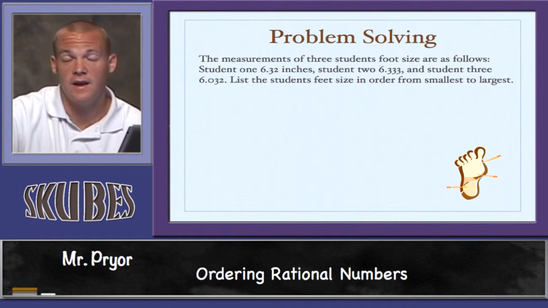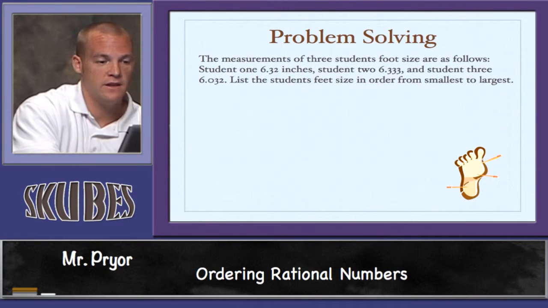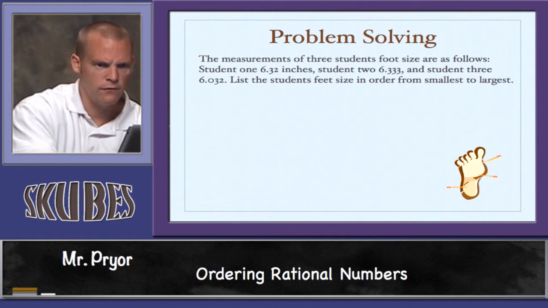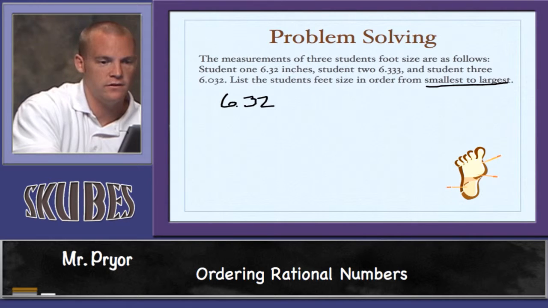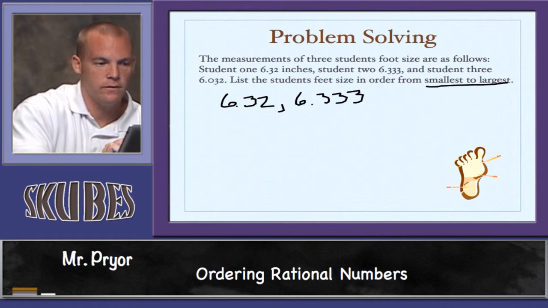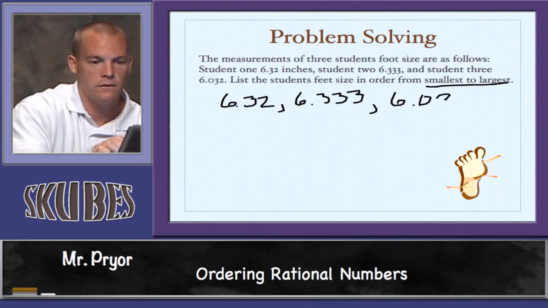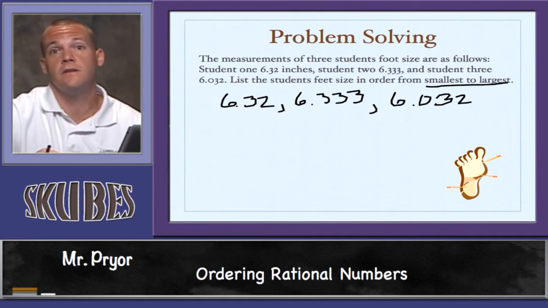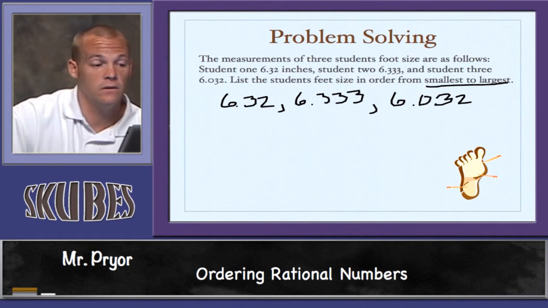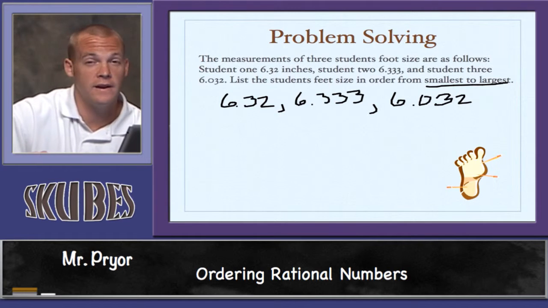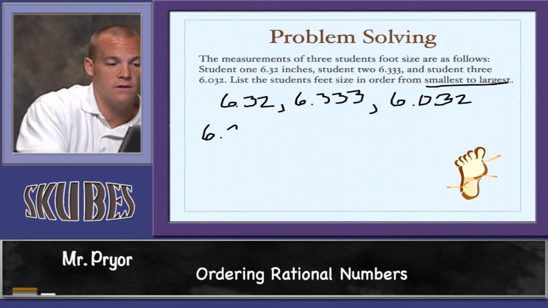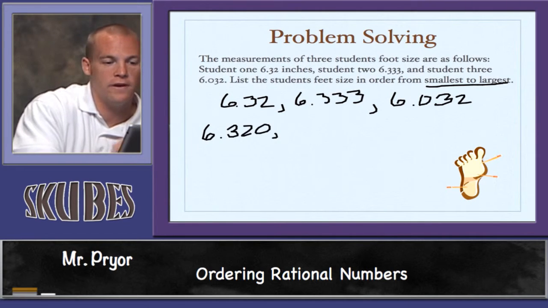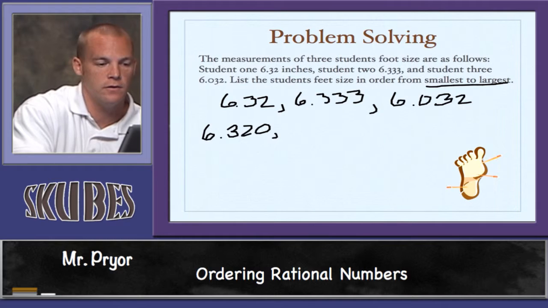Some students are comparing feet size, okay? So let's go ahead and write out the values they give us. They want you to order it from smallest to largest, so basically least to greatest again. So we have 6.32, 6.333, and 6.032. So again, what you need to pay attention to is that they're not all out to the same place value. It could look like 6.32 is the lowest one, but in actuality, you'll see in a moment, it's not. So take your 6.32 out to the same decimal place, which is the thousandths place, as the other two numbers.